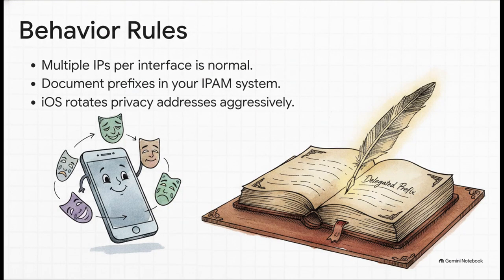Rule 2, embrace the multiple addresses. Seeing a ton of IP addresses on one interface is perfectly normal. Don't waste time troubleshooting it as an error. iOS, for example, rotates privacy addresses incredibly aggressively to stop tracking. That is a feature, not a bug. And speaking of addresses, please document your delegated prefixes in an IPAM system. If your ISP silently shifts your prefix, all your static server setups are going to break instantly without warning.